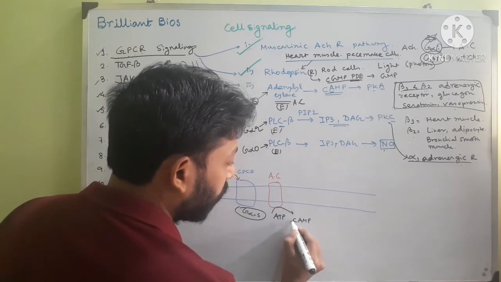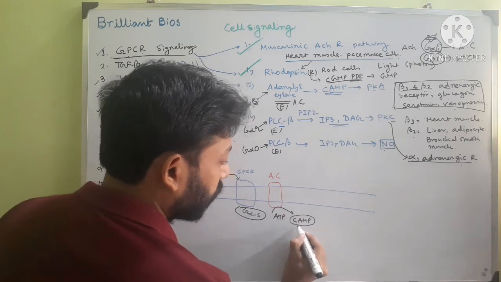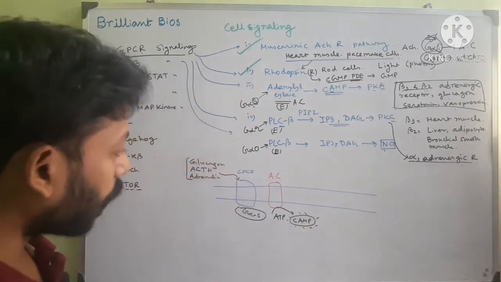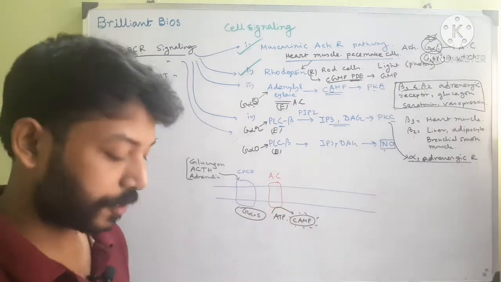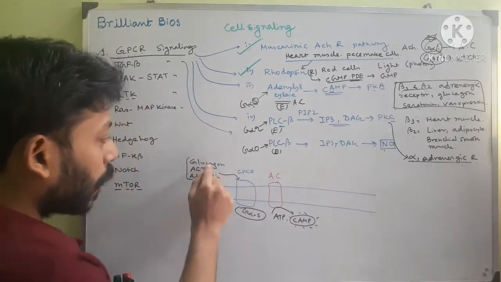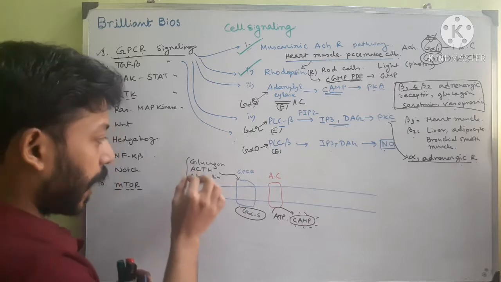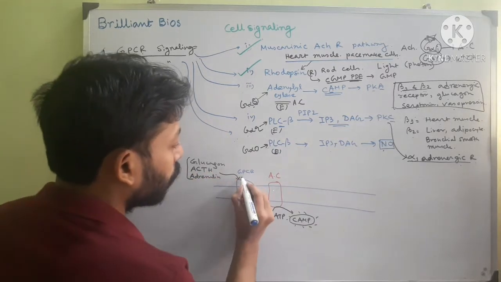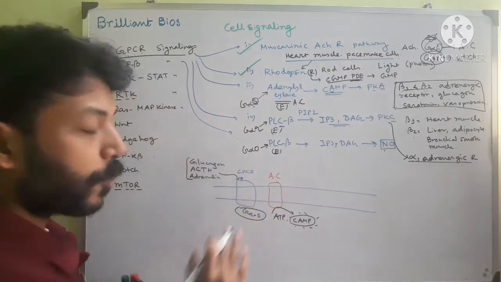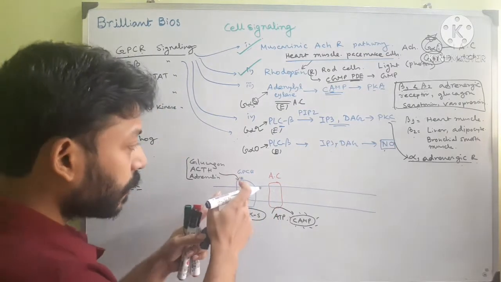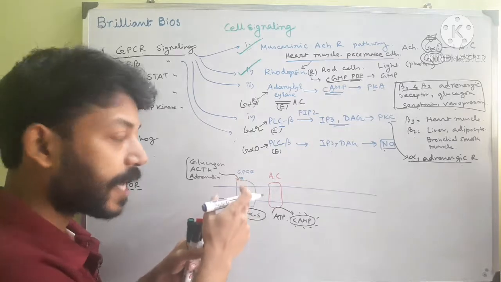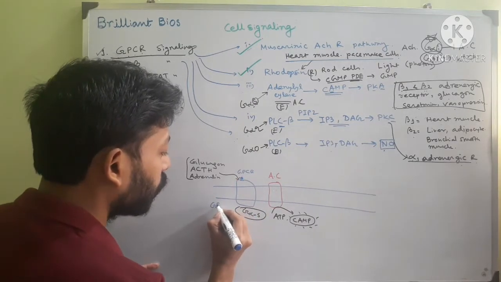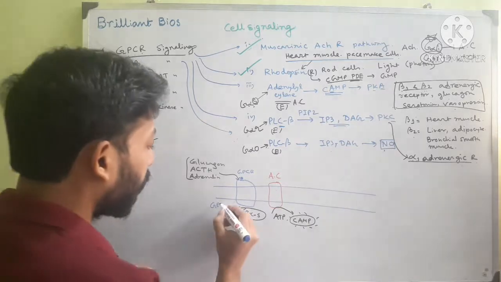The cAMP is a second messenger. This is a second messenger. Now how is this adenylyl cyclase activated? When glucagon, adrenocorticotropic hormone and adrenaline hormone sit on this G-protein coupled receptor, this G-protein coupled receptor acts as a GEF. I have mentioned in my previous class, GEF means guanine nucleotide exchange factor.